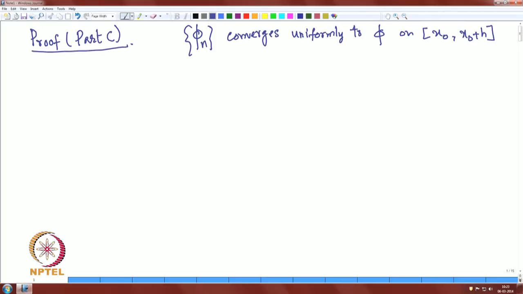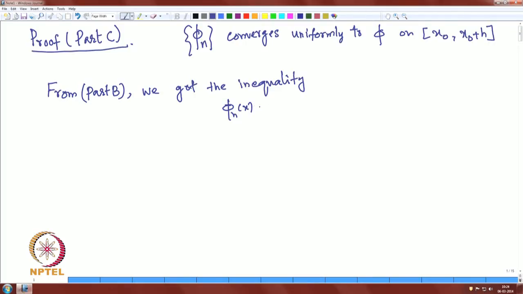And note that from part B we got an estimate for phi n. From part B we got the inequality: the absolute value of phi n x minus phi n minus 1 x is less than or equal to M by alpha times alpha h to the power n by n factorial.